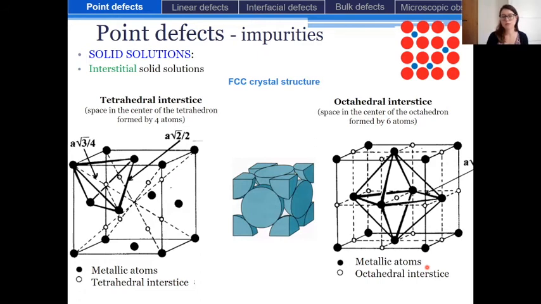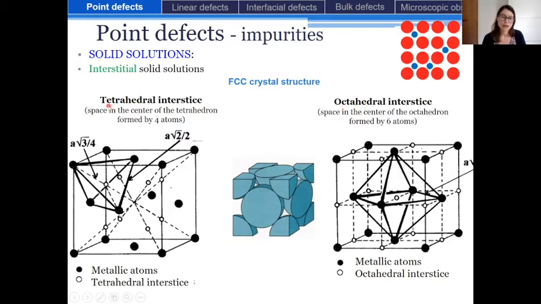Let's have a look at the interstitial sites found in the FCC crystal structure. In the FCC crystal structure, let's remember we have an atom at each corner of this cube, and one atom placed at the center of each face of this cube. And we will define two kinds of interstices. The first one are tetrahedral interstices, and the other one, the octahedral interstices.